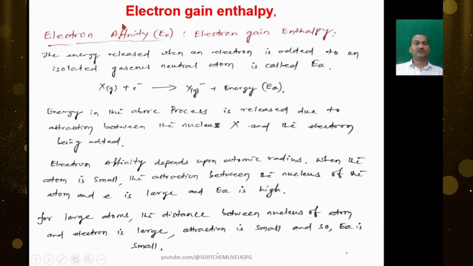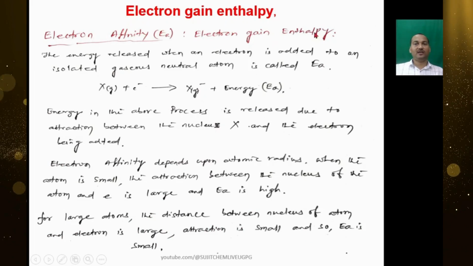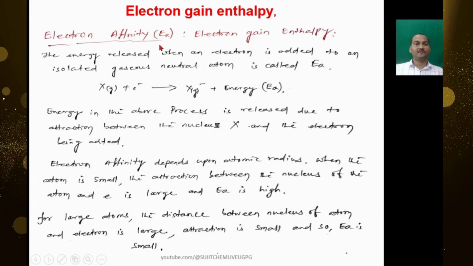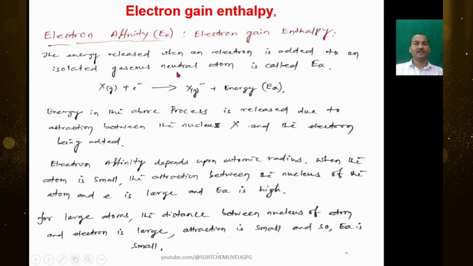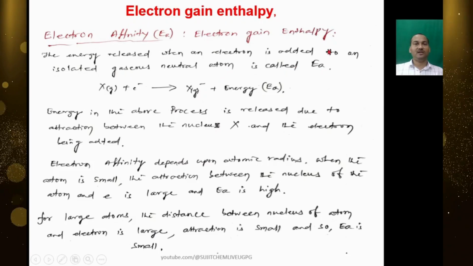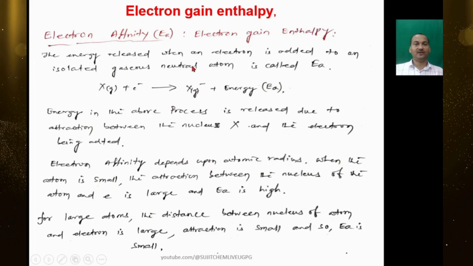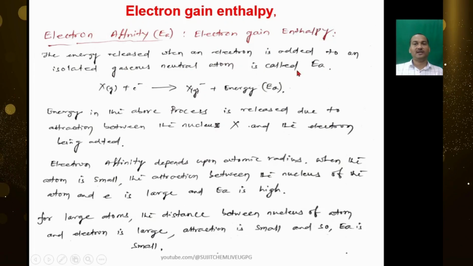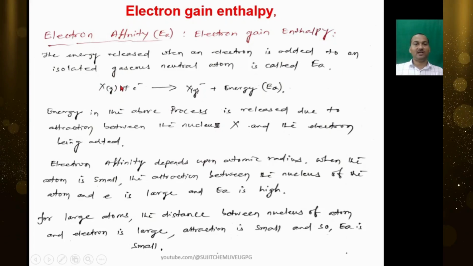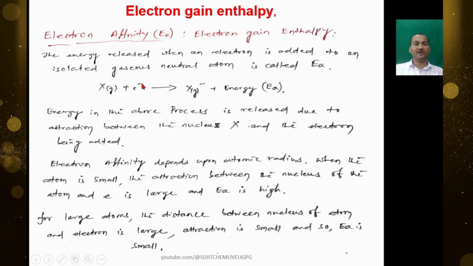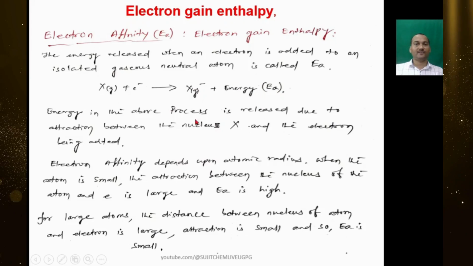Then next, let's talk about electron affinity. That is otherwise known as electron gain enthalpy, or we write EA. The energy released when an electron is added to an isolated gaseous neutral atom is called EA. So X gaseous neutral atom, and an electron e minus will be added, giving rise to X minus gas plus energy EA.